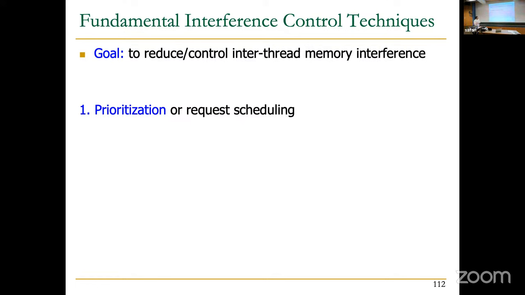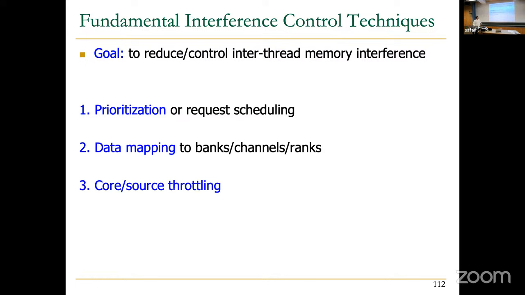So how do we control interference or reduce interference? By prioritizing or scheduling requests properly, by mapping data to different channels, banks or ranks, so that we reduce contention. We can throttle a core or other sources that can inject memory requests, right? The hardware accelerators, GPUs. Or we can schedule applications or threads in a more quality of service-aware way.